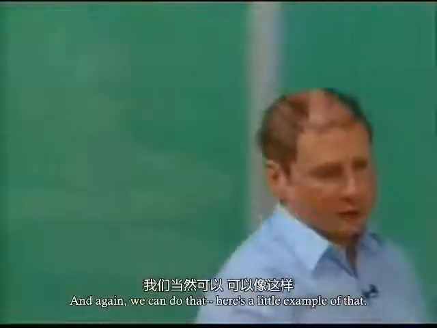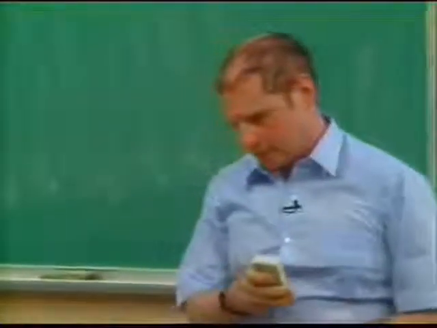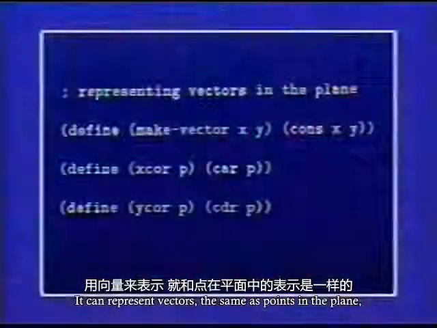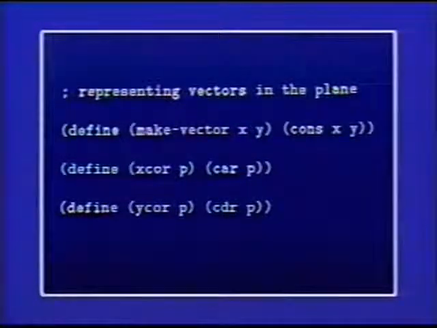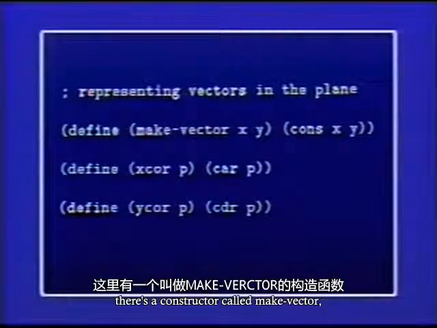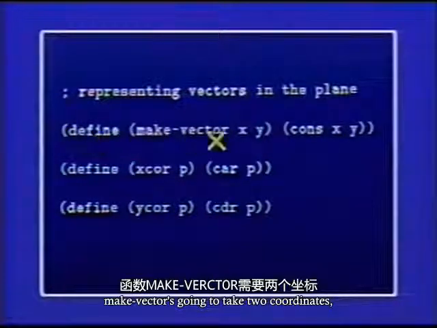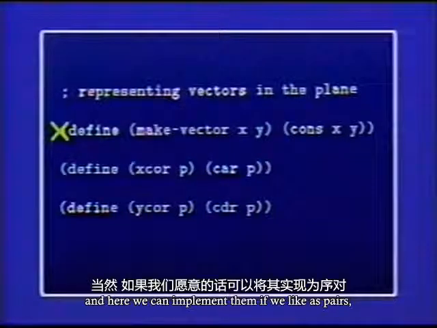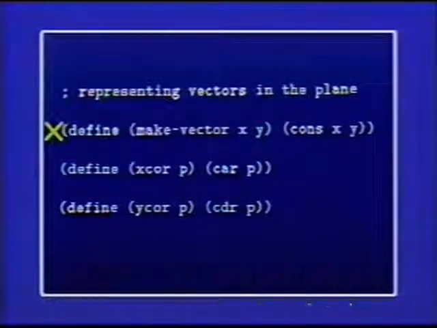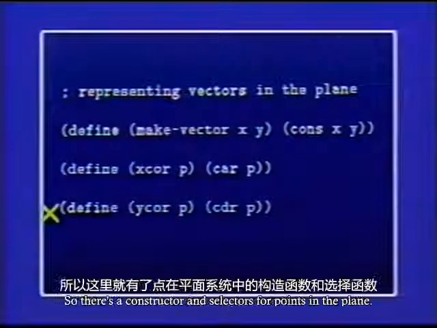And again, we can do that. Here's a little example of that. You can represent vectors, the same as points in the plane, and we'll say there's a constructor called makeVector. MakeVector is going to take two coordinates, and here we can implement them if we like as pairs, but the important thing is that there's a constructor. And then given some vector P, we can find its x-coordinate, or we can get its y-coordinate. So there's a constructor and selectors for points in the plane.